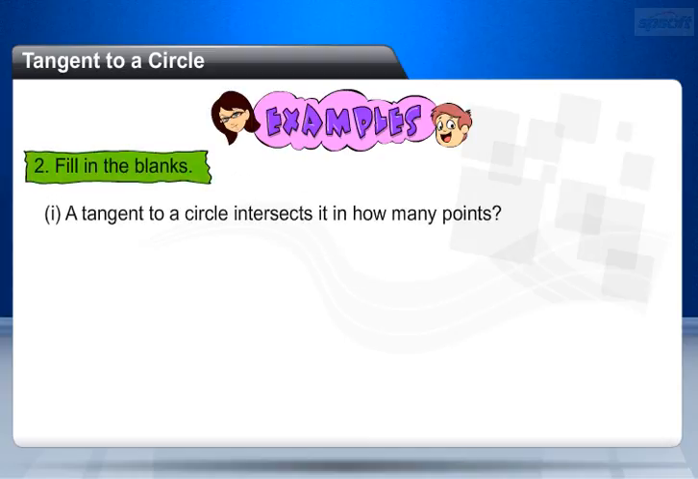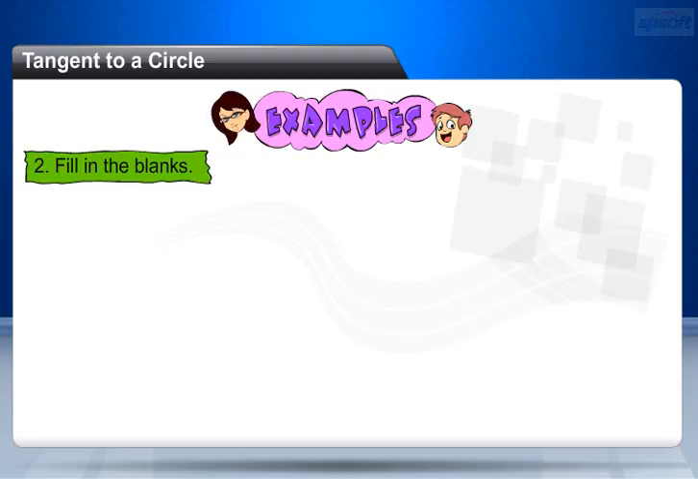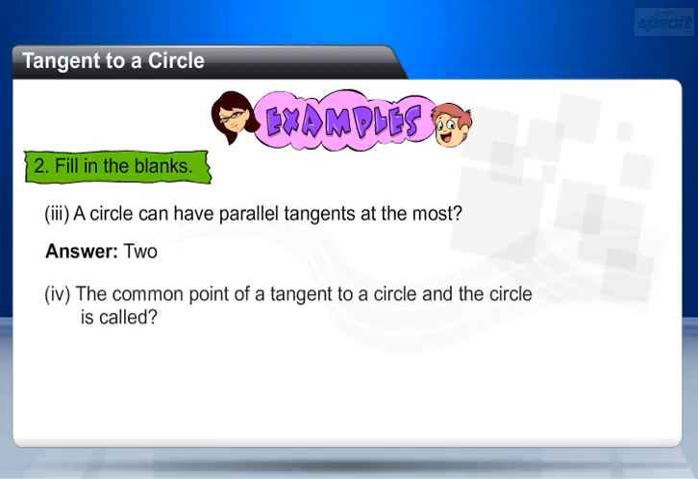A tangent to a circle intersects it in how many points? Answer: 1 point. A line intersecting a circle in 2 points is called a? Answer: secant. A circle can have parallel tangents at the most? Answer: 2. The common point of a tangent to a circle and the circle is called?